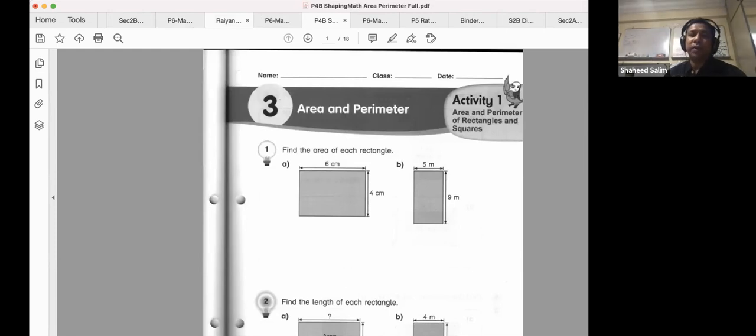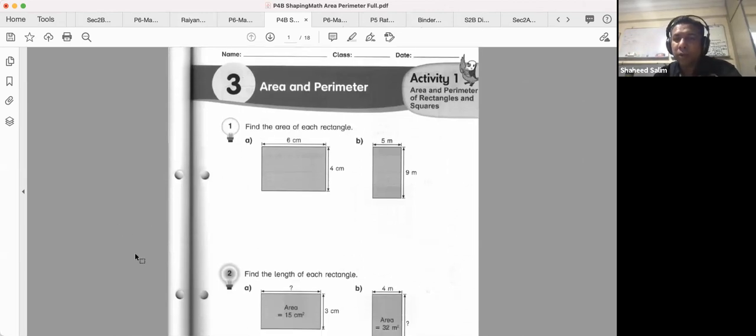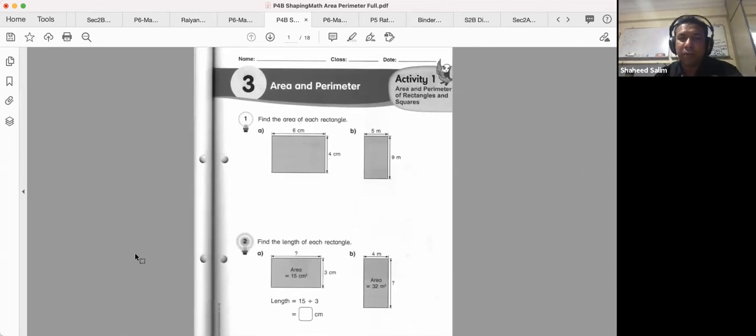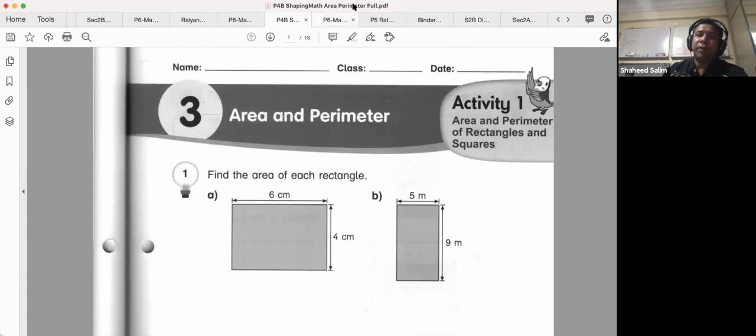So we're going to start with area and perimeter now. We're starting with the most basic one. All right, Neris, are you there? Come turn on your video. Okay, very simple. We are going to start with area and perimeter. This is supposed to be simple.